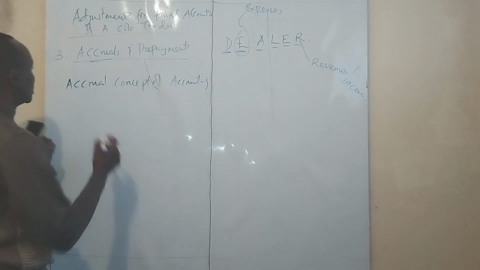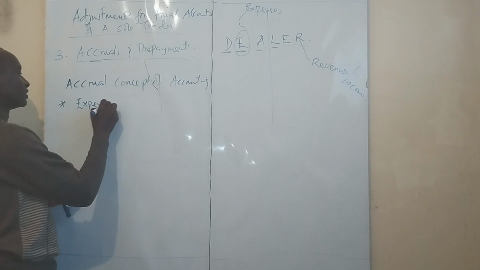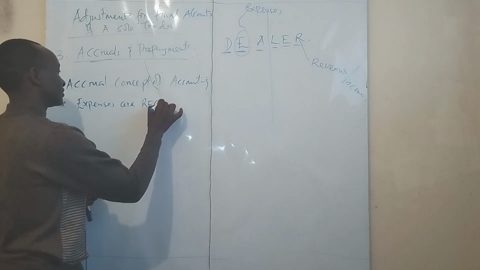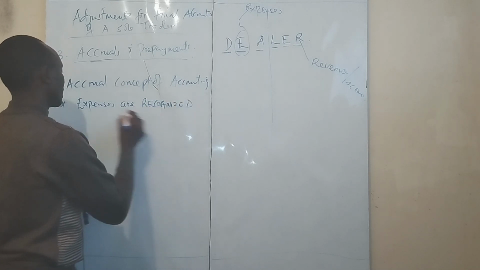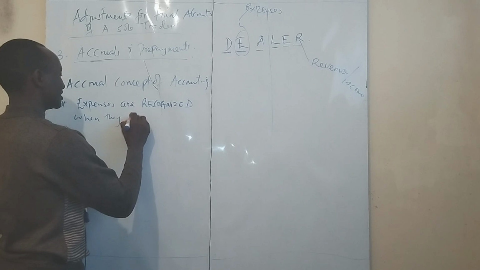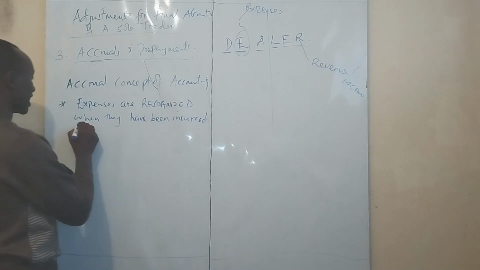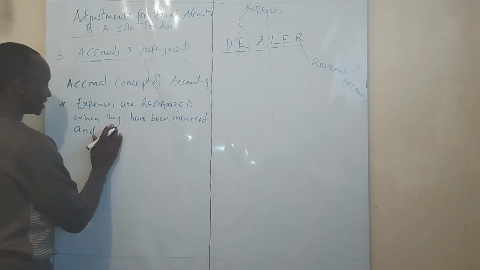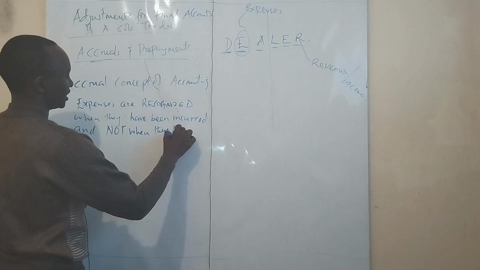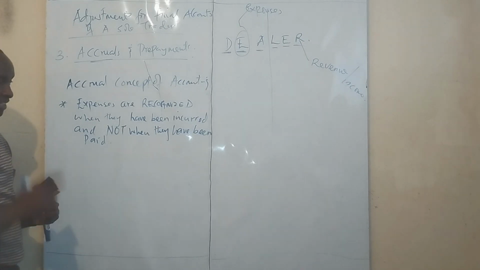And this is how it goes. The accrual concept of accounting states that expenses are recognized when they have been incurred and not, let me write this in capital letters, and not when they have been paid. Right? I will explain this.